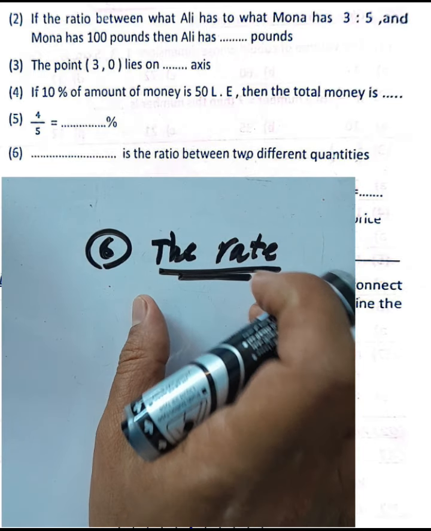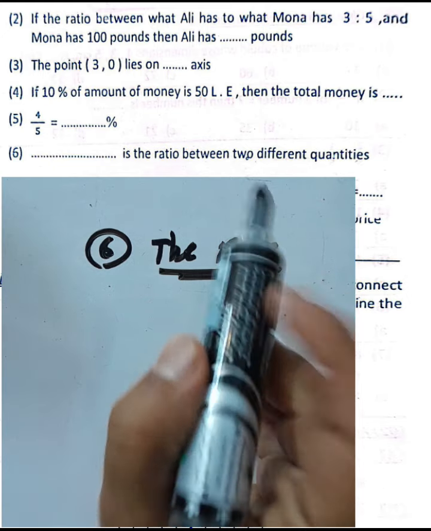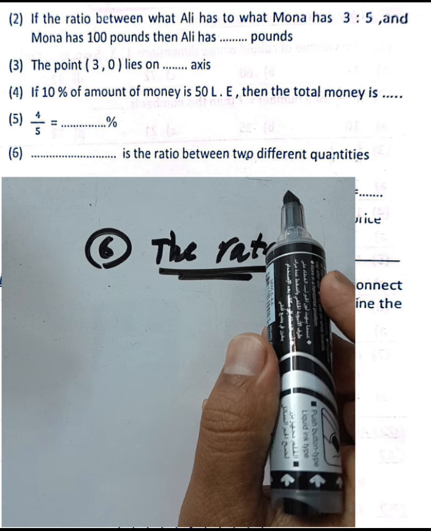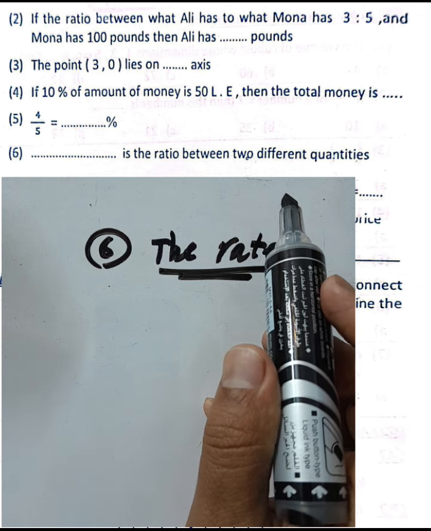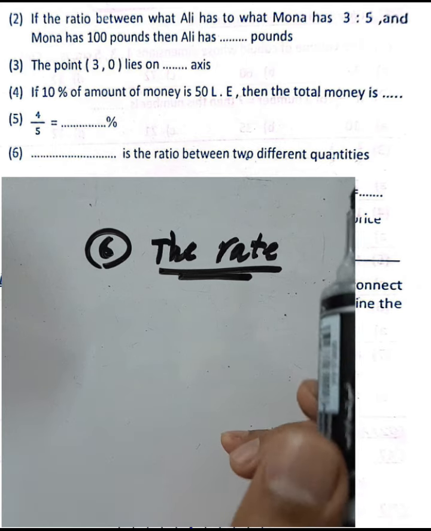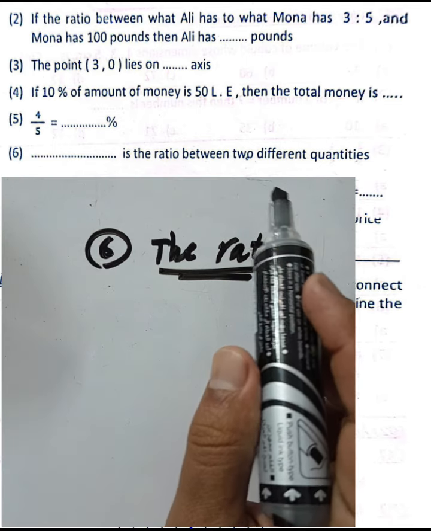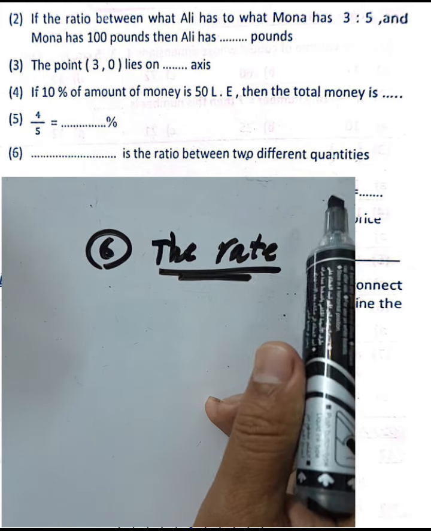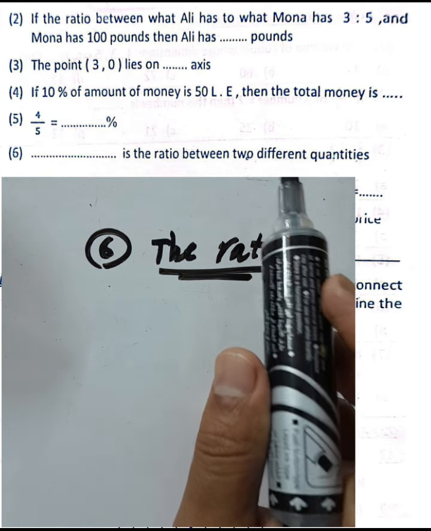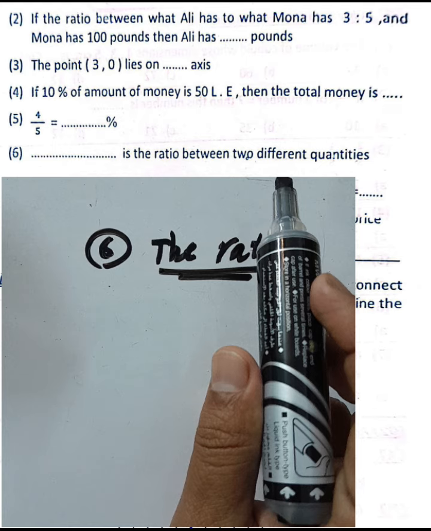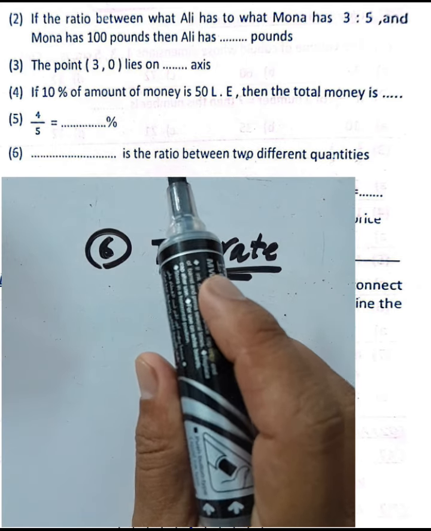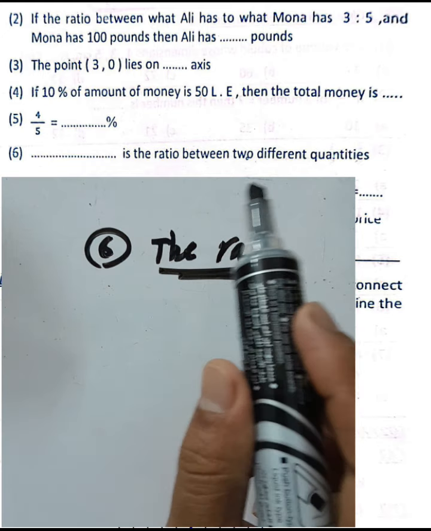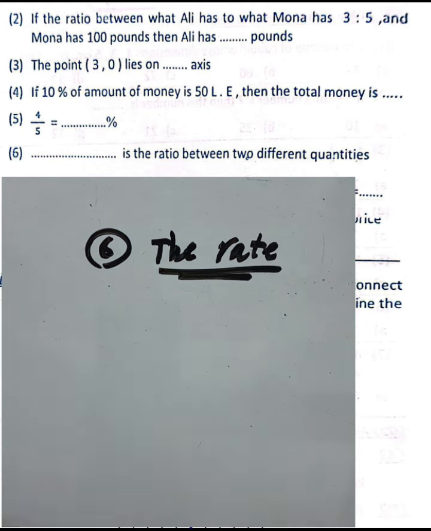Rate is the ratio between two different quantities. If we cancel this word different and write same, you must write the ratio. The ratio is comparing between two same quantities, but the rate is the ratio between two different quantities. Okay, understood?